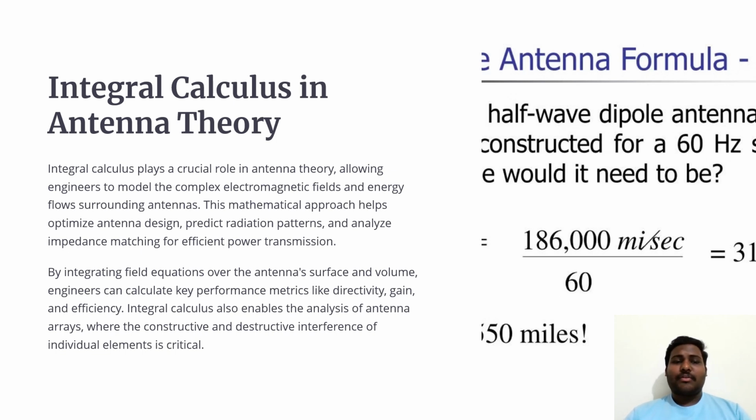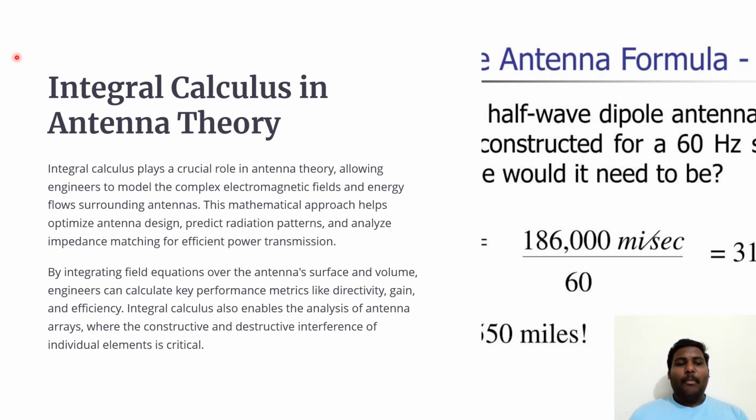Integral calculus plays a crucial role in antenna theory, allowing engineers to model the complex electromagnetic waves and energy flows surrounding the antenna. This mathematical approach helps to optimize the antenna design, predict the radiation pattern, and analyze the impedance matching for effective power transmission. As you can see here, this mathematical approach helps optimize antenna design. Means this helps in designing the antenna's shape and size, predicting the radiation pattern. Means it helps in prediction of radio waves which are already passed, and analyzing the impedance.